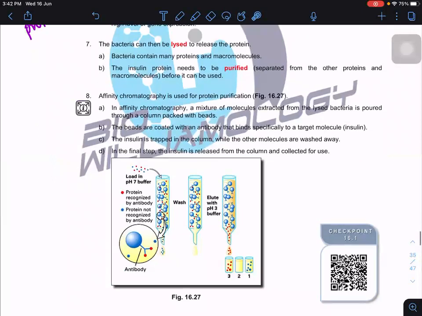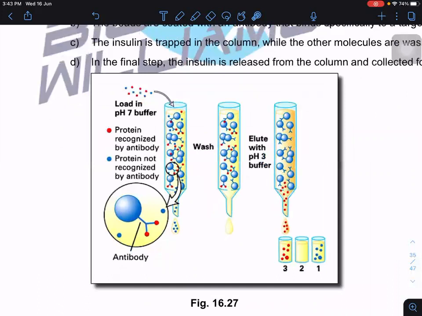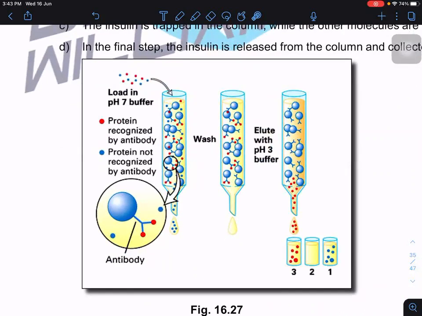Because bacteria not only produce insulin, they can produce their own proteins, proteases and enzymes as well, how do we do the purification? The purification can be done using affinity chromatography. It is not in our syllabus, just for information, because we talk about purification. Basically it is very simple. If you look at this column, it is packed with antibody.